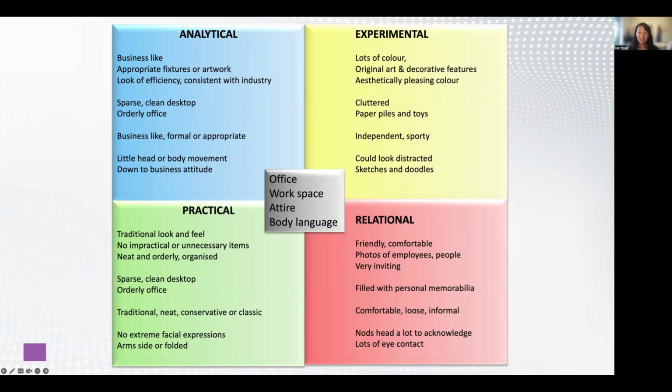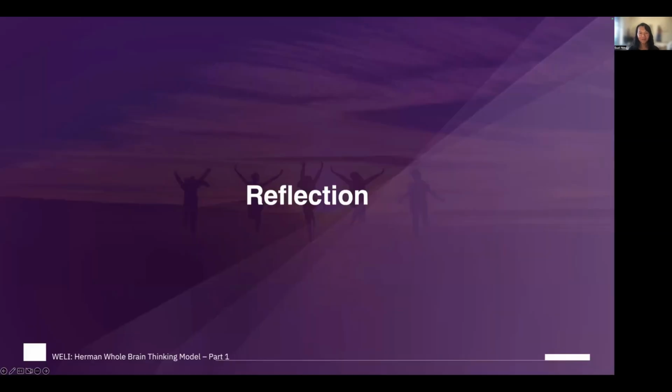They tend to dress in a very independent way. They look very sporty. And when you talk with them, they can look distracted. You might wonder, are they listening to you? And they might be sketching, doodling, taking notes, that sort of thing. So I hope that has built a little idea of those 4 quadrants.